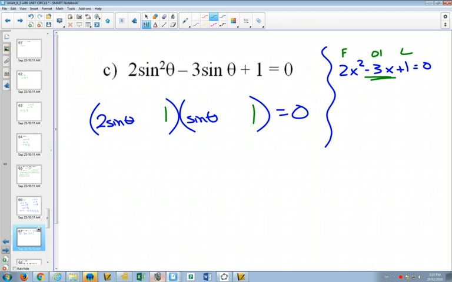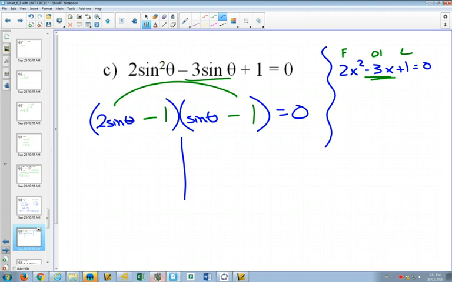Now you have to think about your outside and your inside. Can you see that my outside right now is going to be 2 sine? My inside is going to be 1 sine. I need them to equal minus 3 sine. Can you see that that can be done if they're both negative? Negative 2 sine plus a negative 1 sine will give me negative 3 sine. Once I've written everything out, I do a quick multiplication check to make sure that this works. Do I have 2 sine squared theta? Yes. I already know I have minus 3 sine theta. Is my last one still going to be plus 1? Minus 1 times minus 1, yes, is plus 1.